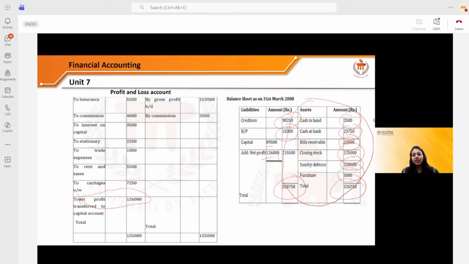Why is purchase not an asset? Aman, purchase is never an asset, because purchase is always for trading purposes. Right? So it is a direct expense. Okay.